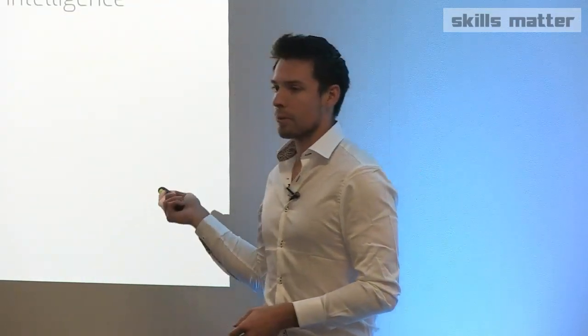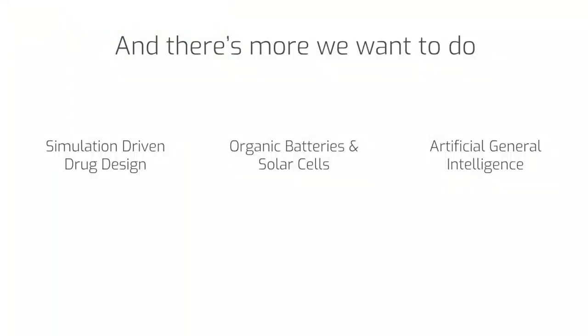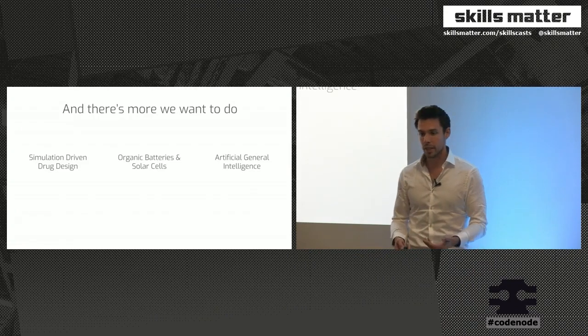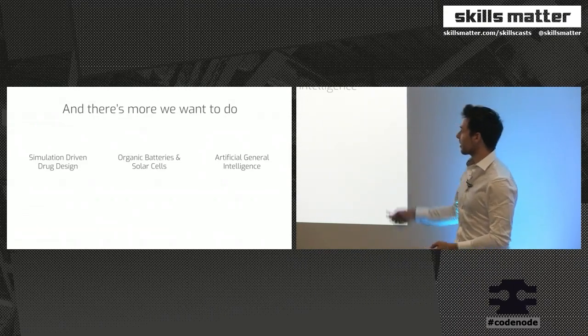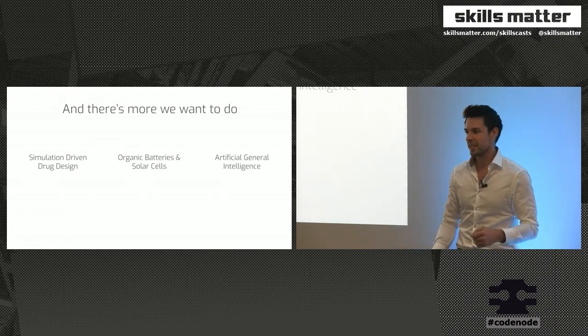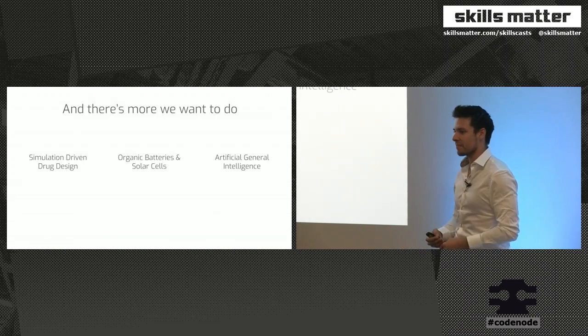But there's a lot more that we want to do. There's a lot of problems that we can't solve. Everything from being able to design drugs better on computers through simulation. It takes 10 years and $2 billion to develop a drug. We want to be able to design new kinds of technologies using better catalysts, things like organic solar cells, organic batteries, and obviously artificial general intelligence. Some people will tell you we'll get there in 5 years with regular computing, but I think that might be a bit of an outside bet.